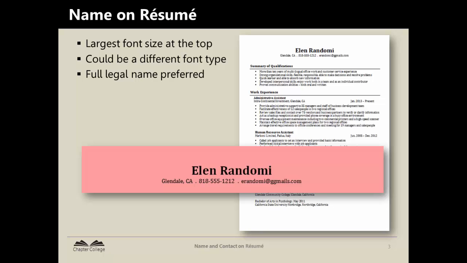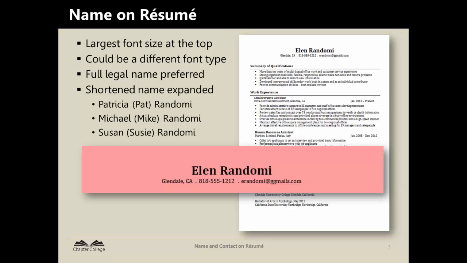The preferred way to show the name is to show the full legal name, and that means that if there are instances where you have a shortened name, such as Pat, Mike, or Susie, you can show it in an expanded mode. You want to spell it out, but by putting the shortened name into parentheses, you also show your preference, how you want to be called, at the same time sharing the full name that you have.